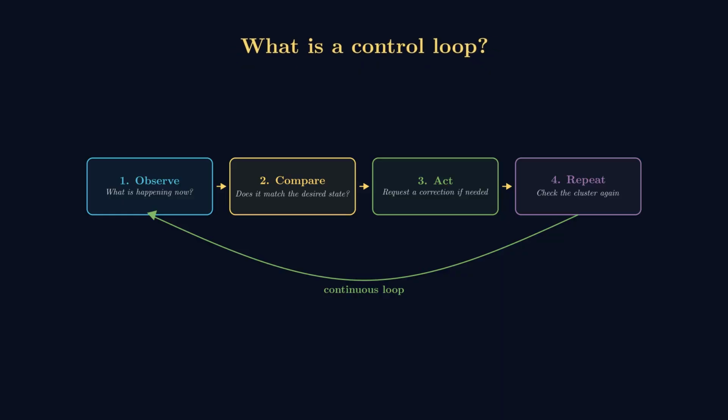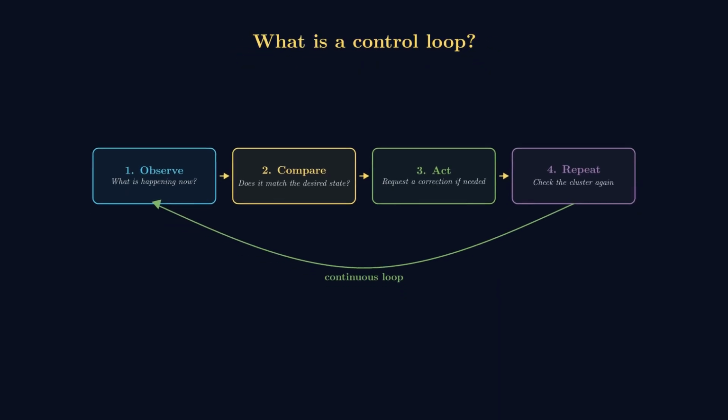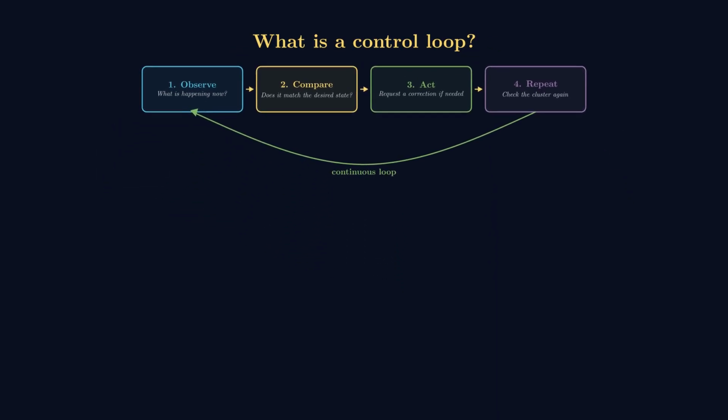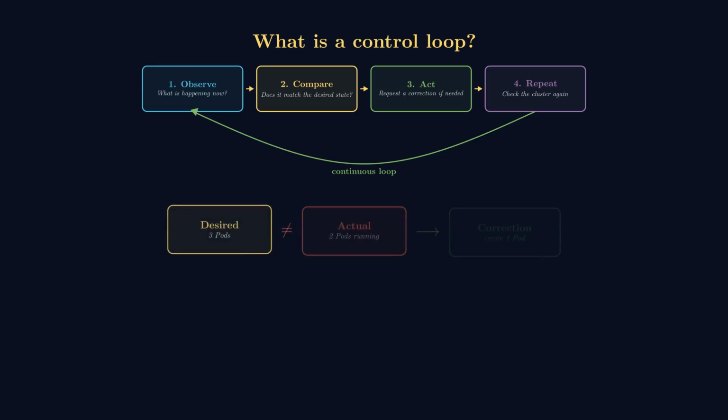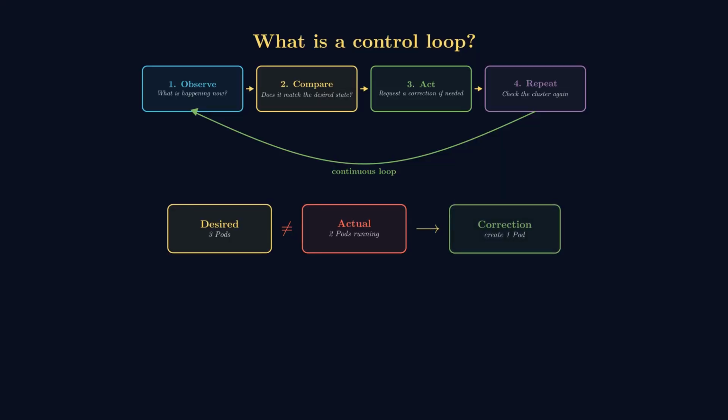For example, a replica set control loop may see that 3 pods are desired, but only 2 are running. It asks the API server to create one more pod. On its next check, it sees 3 running pods, so no further action is needed. The loop keeps watching because the cluster can change again at any time.